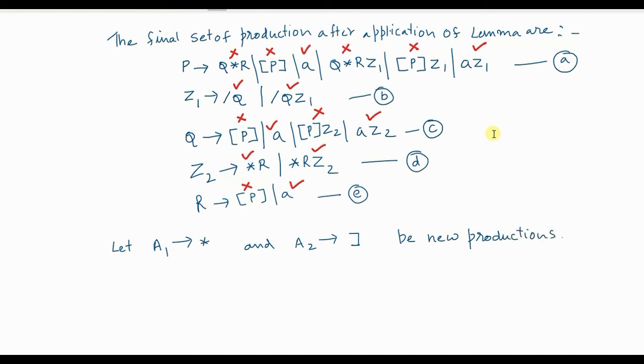Why have I introduced these new productions? So that wherever a star occurs, I would be able to replace it with A1. Wherever a closing bracket occurs, which is a terminal, I would be able to replace it with A2. And with that, some of the terms from this set would be converted to proper GNF terms.